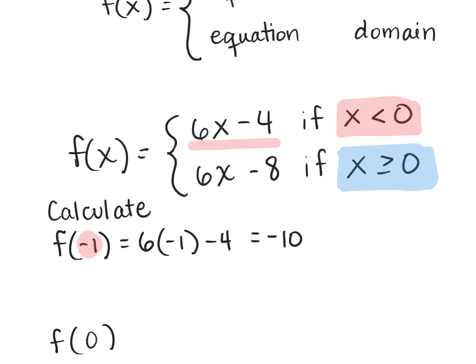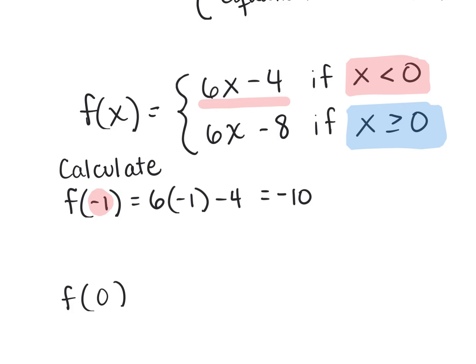All right, next portion is asking me for f of 0. When I'm looking at this, the top one says x is less than 0, which means it's not equal to 0. When I look at this one, I see that I've got this equal to sign, so this is where x is equal to 0. So if I'm looking at f of 0, I'm going to be using this equation. This is going to be 6 times my x value, which is 0, and I'm going to subtract 8 from that, so that gives me -8 as my answer.